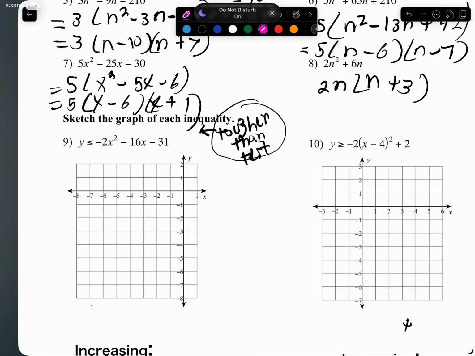So this is a quadratic inequality and we need to graph it. And we know that this thing is going to be upside down somehow. And we know it's going to be less than or equal, so we know it's a solid line, not a dotted line. Because of this, we also know that the shading is going to be under it. So that's going to be in here somewhere.